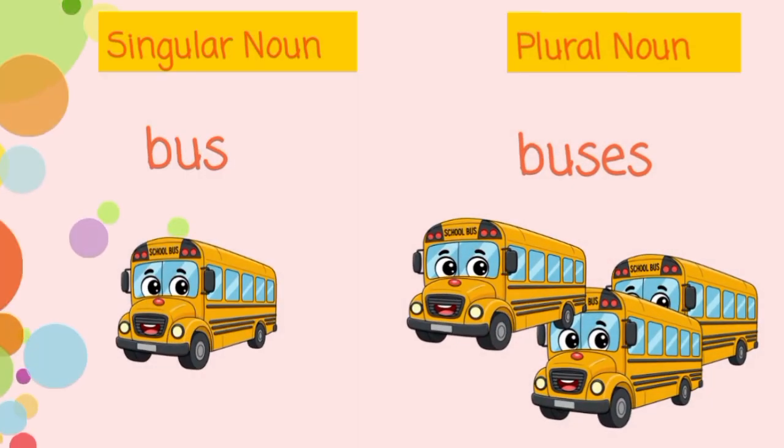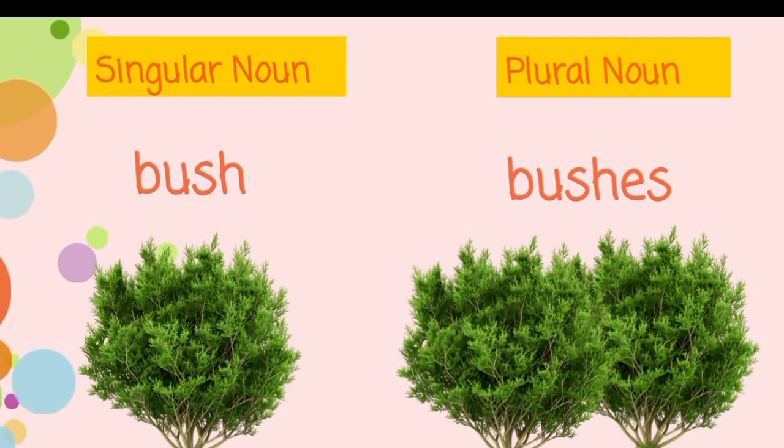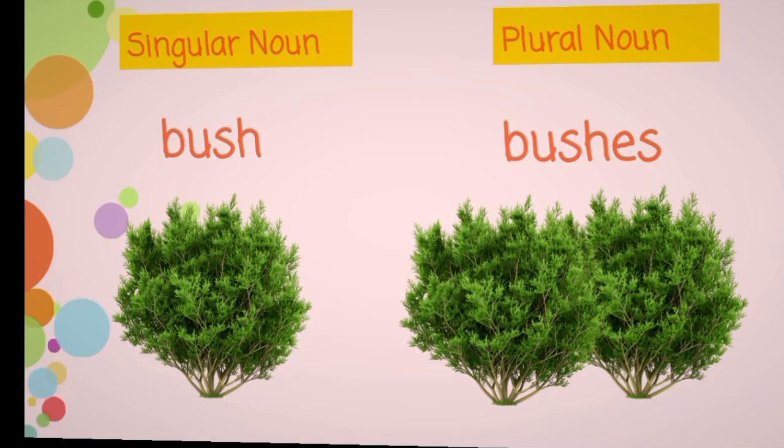Next we have bus. Here s is present at the end of the word. Whenever we have s, we will again add es and it will become buses. Buses is the plural noun of bus. Next we have bush and here we have sh at the end of the word. Similarly, when we have sh at the end of the word, we will again add es and it will become bushes. Bushes is the plural noun of bush.